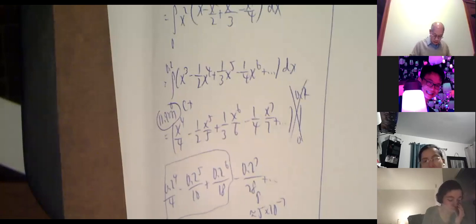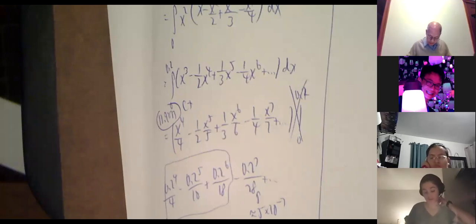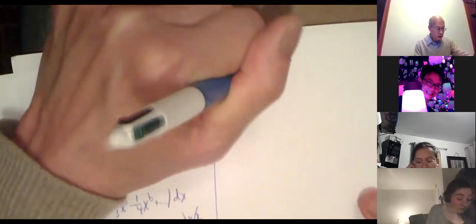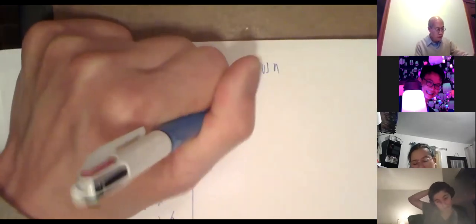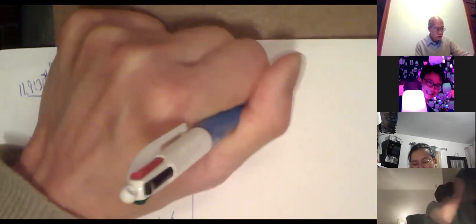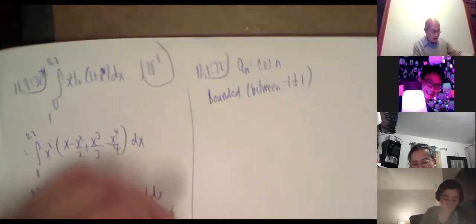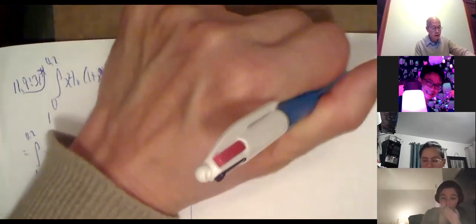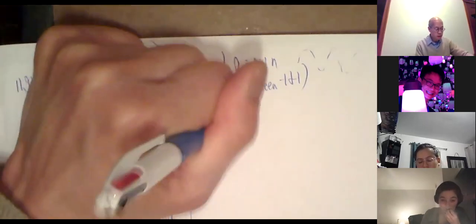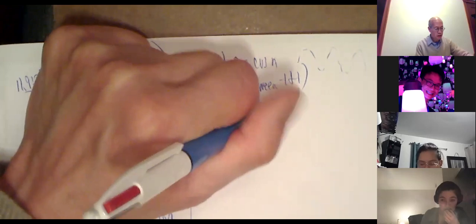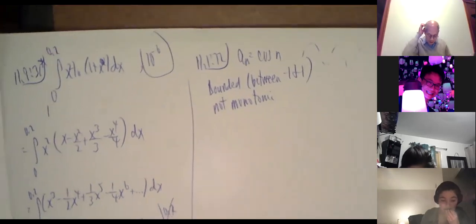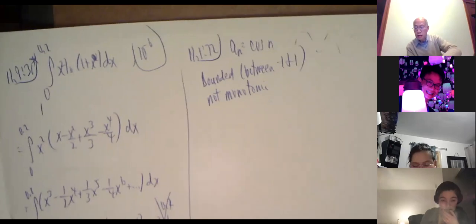Okay, 11.172. 11.172, a sub n is cosine n. Okay, so it bounces between -1 and 1. So it's definitely bounded between -1 and 1. It's not monotonic because it just keeps going up and down, right? So we know it keeps going up and down, so not monotonic. Okay, so that's that.